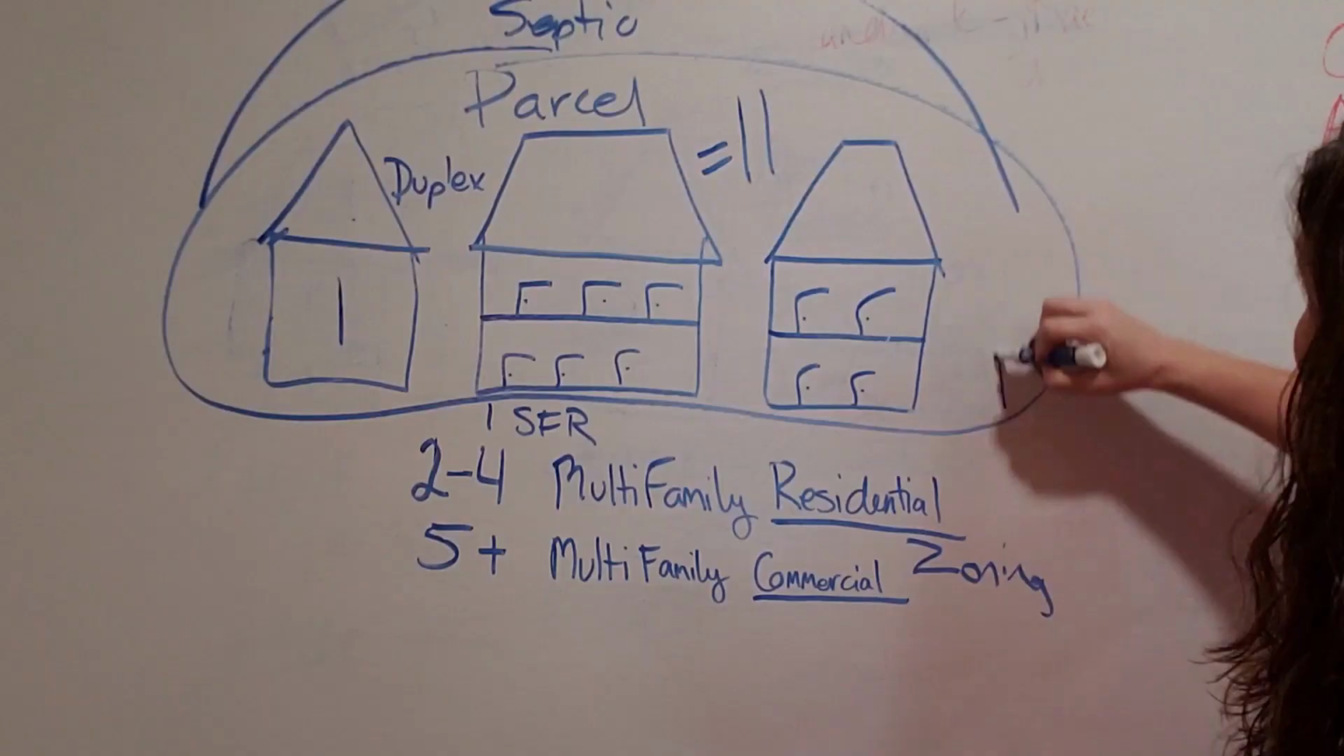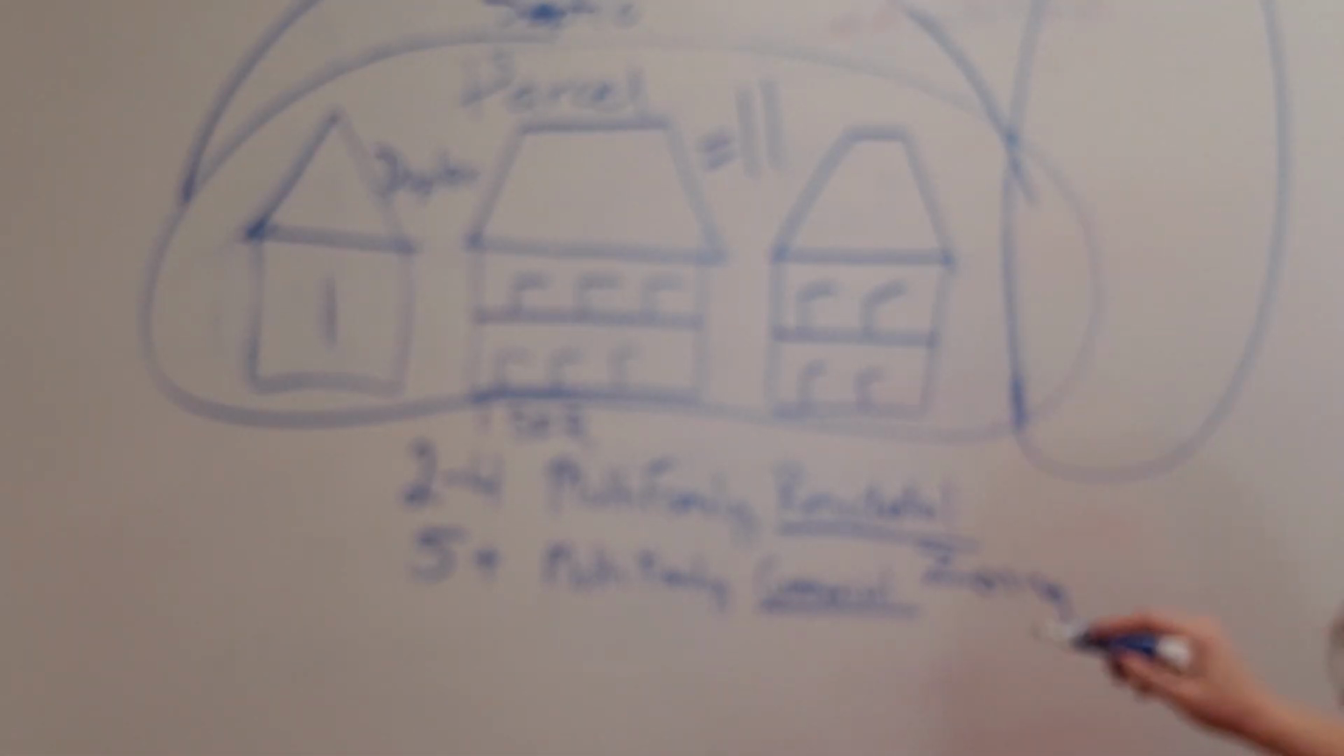And guess what? There's another parcel right here. And these parcels actually connect. Okay? Like this line, pretend this one's not here.